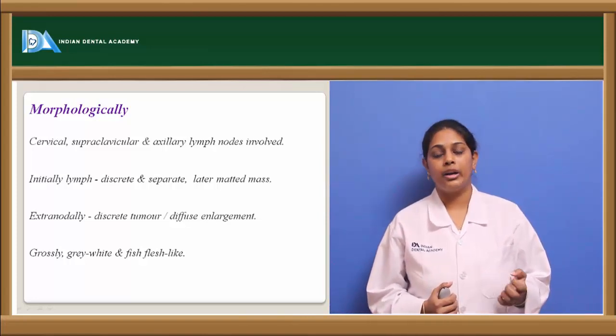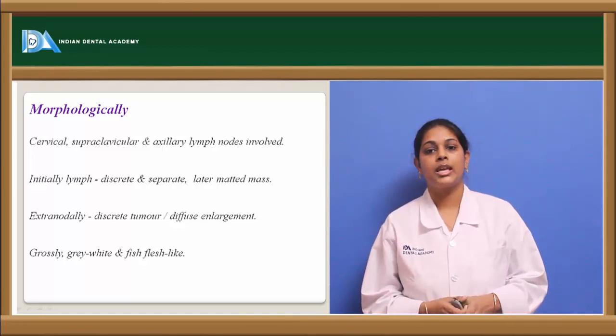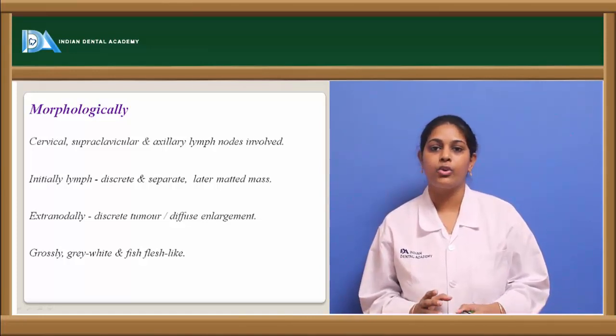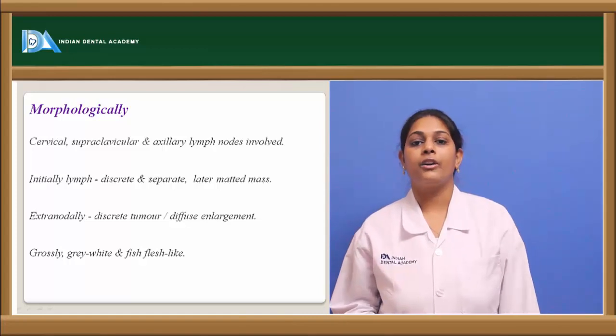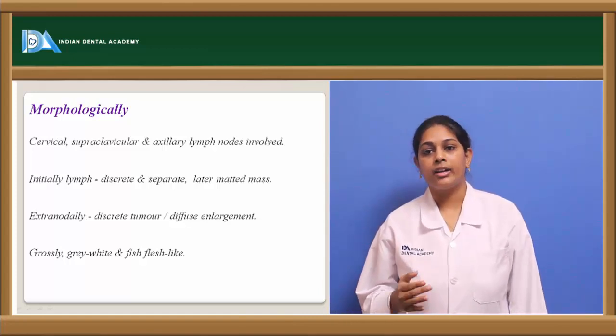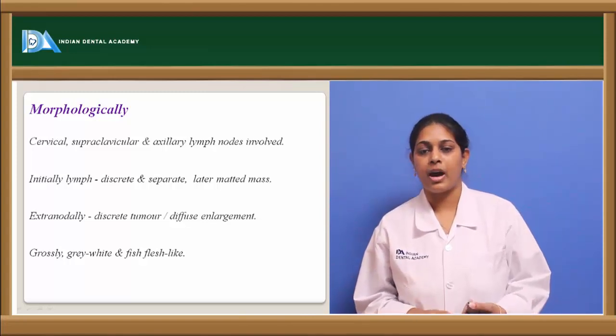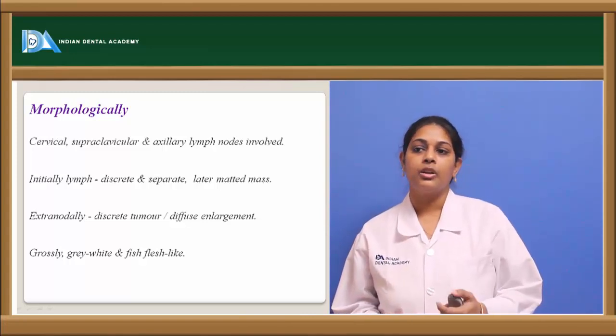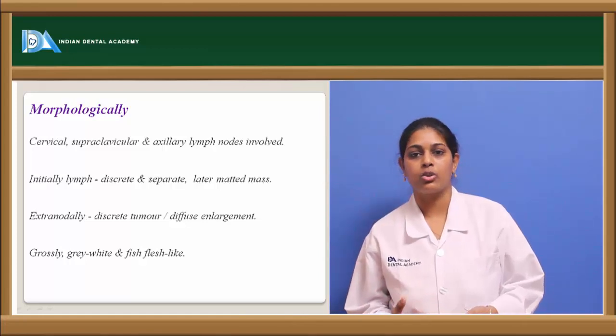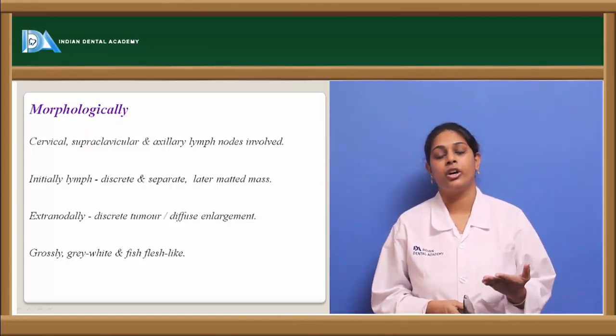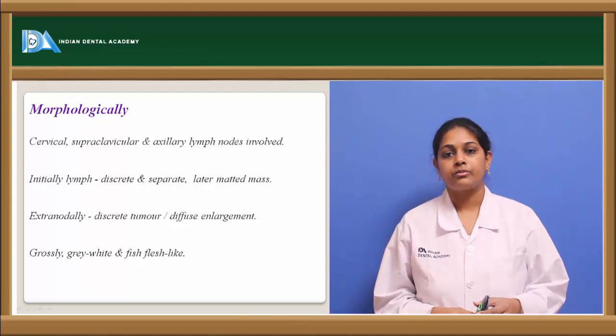Initially, when the lymph nodes are affected, on palpation they appear discrete, as separate structures. Later, these lymph nodes fuse together and form a matted mass, which can be observed with various diagnostic aids.